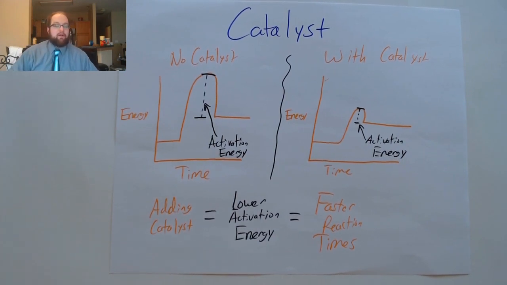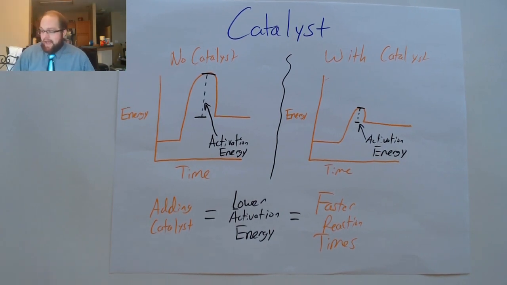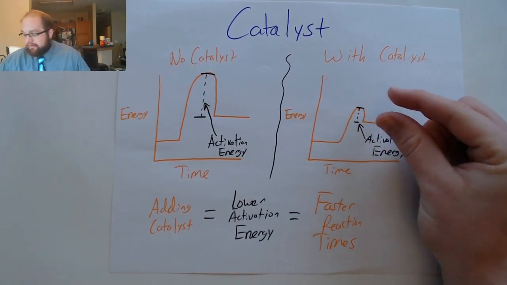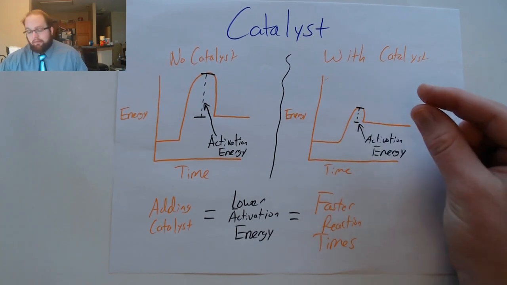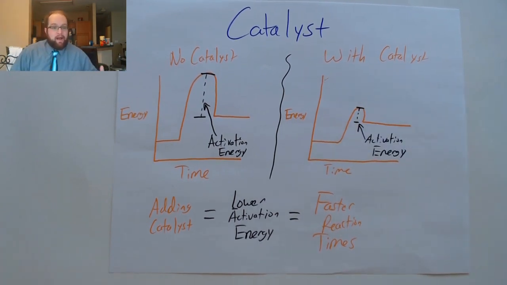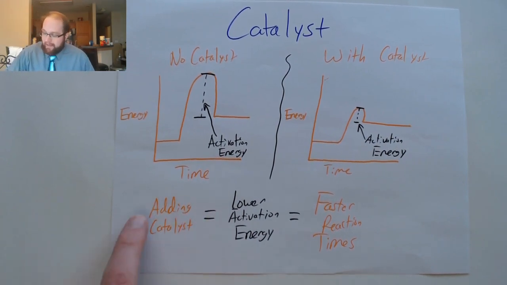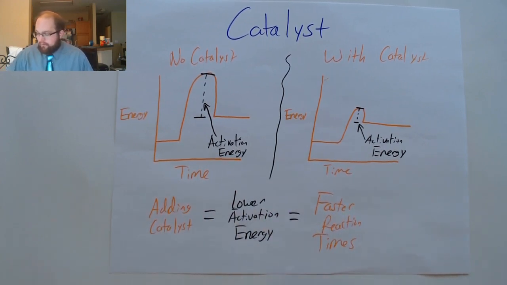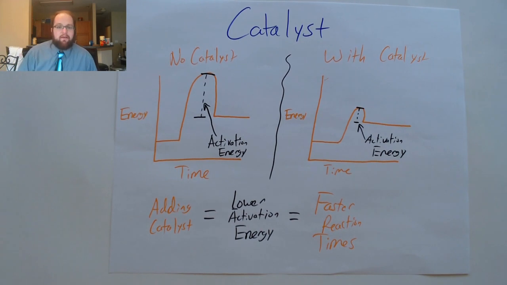It's like if I have to start a big old pickup truck or a semi truck, those need lots of activation energy to get their big motors spinning. Whereas if I have a catalyst, my activation energy is much lower. Something with lower activation energy might be like a bike. I can get a bike started a lot easier than a semi truck. So, by adding a catalyst, you lower your activation energy, which again means faster reaction times.